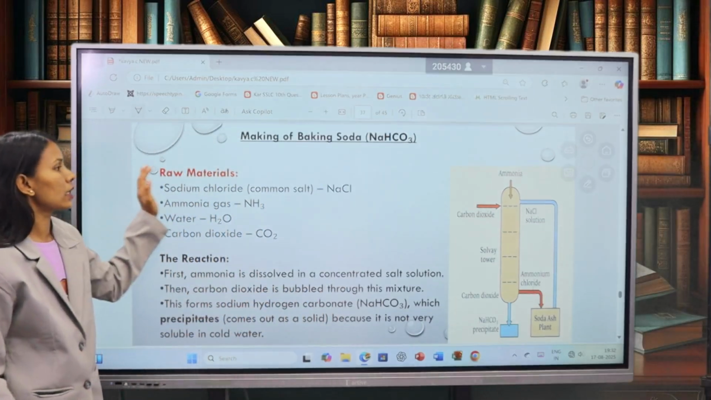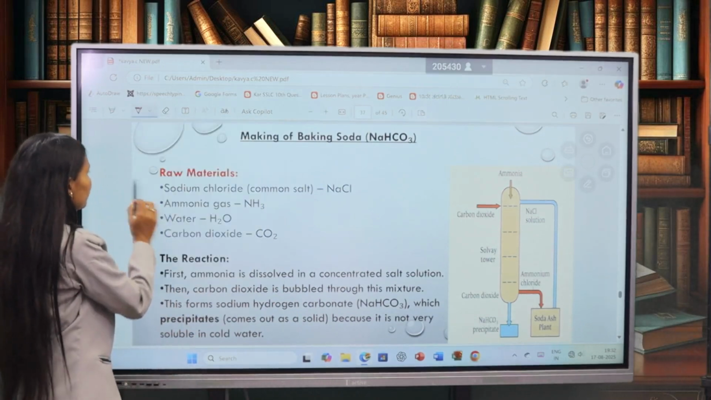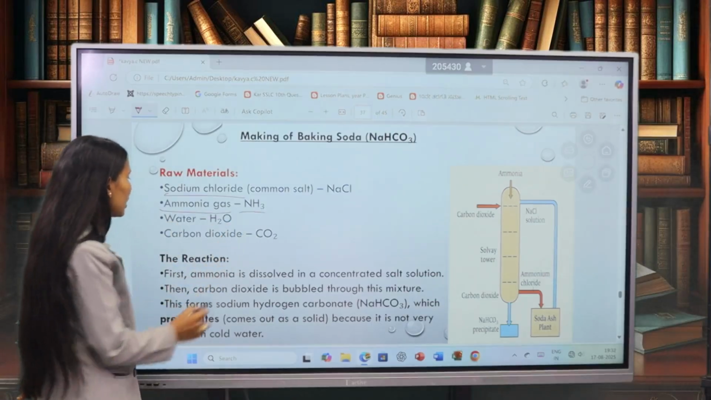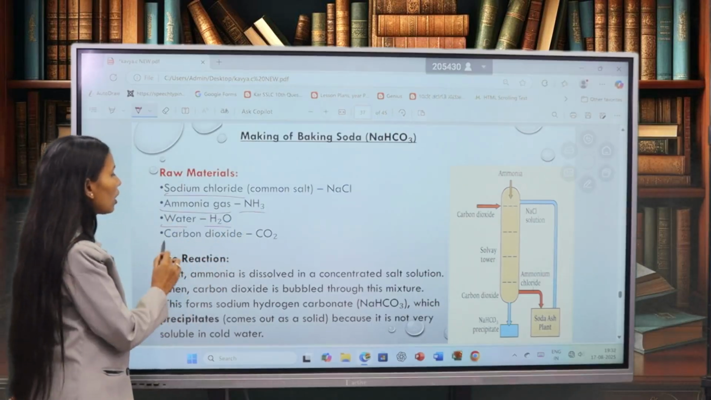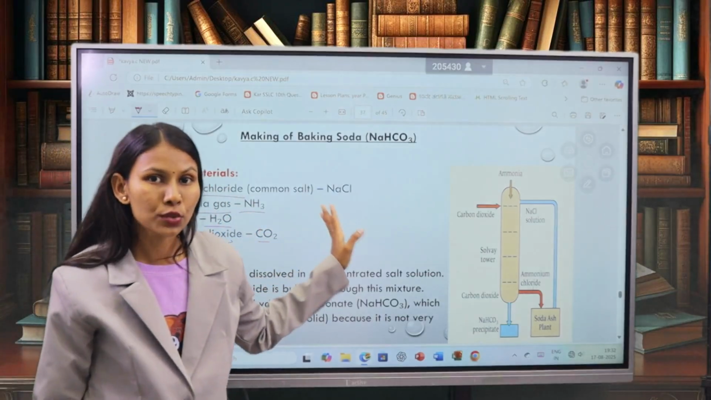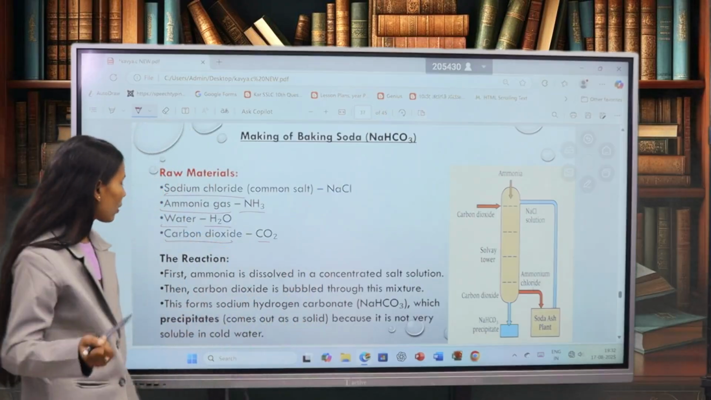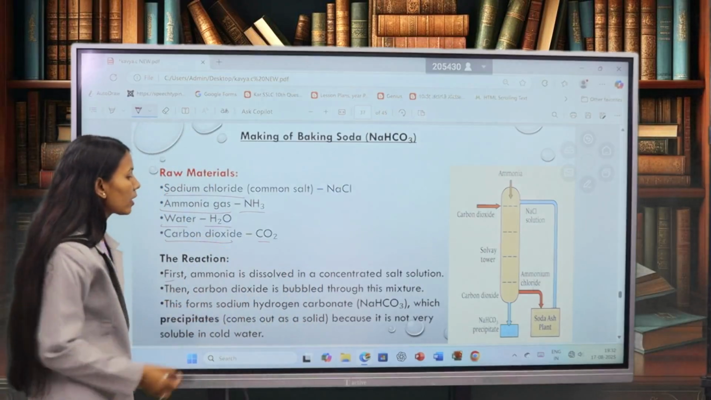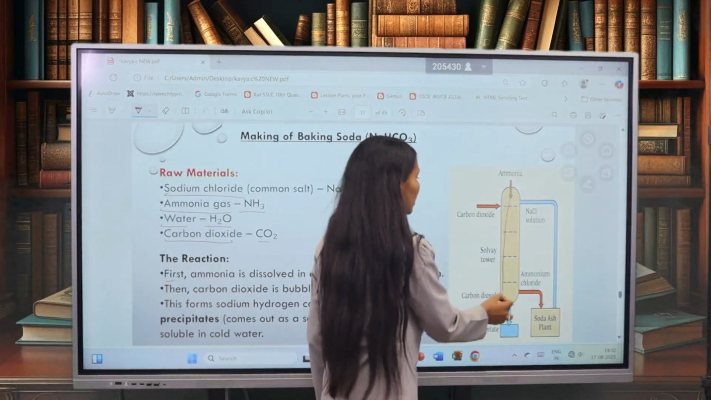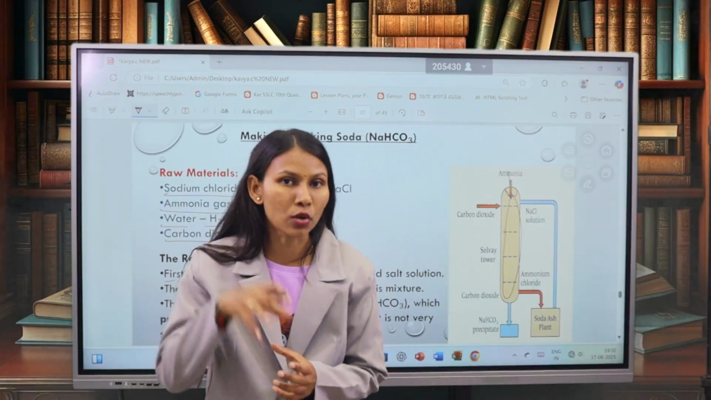The raw materials that are used are sodium chloride, that is salt, ammonia gas, that is NH3, water, that is H2O, and carbon dioxide, that is CO2. So these are the raw materials used for making baking soda. Now, the reaction: what happens? First, ammonia is dissolved in the concentrated salt solution. What happens in this concentrated salt solution? Ammonia gas is dissolved.